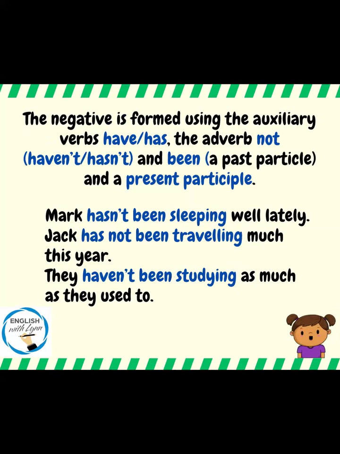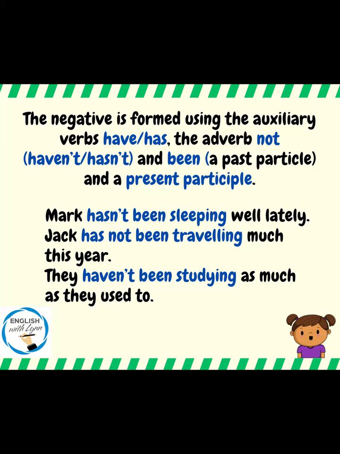And like all of the negative forms, we have got the adverb not in there. And you can either say have not or has not, or you could use the contraction haven't or hasn't. And then you would have your past participle been. So hasn't been or haven't been. And then you would have the present participle, the ing word.